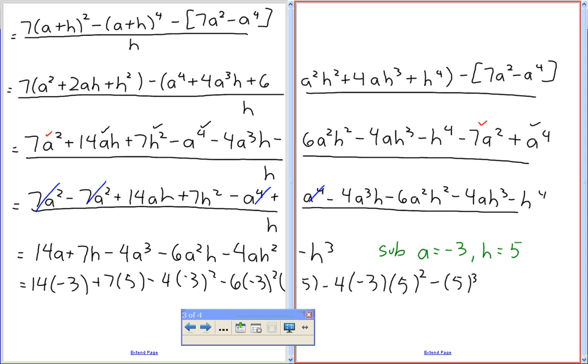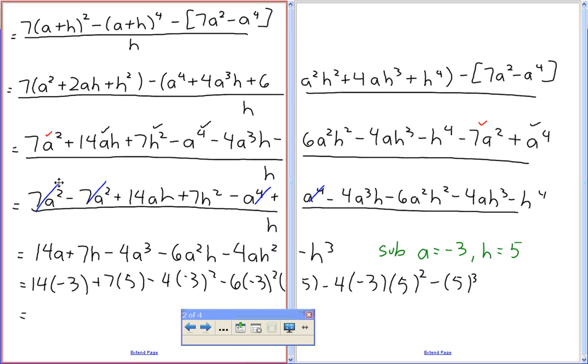Minus 4. Okay, what does that equal all together? 6? I get negative 6. Is it 6 or negative? Positive 6. Oh, man. 6 is the answer? Can somebody confirm, please? That's what it says in the back of the book. It is 6? Yeah.